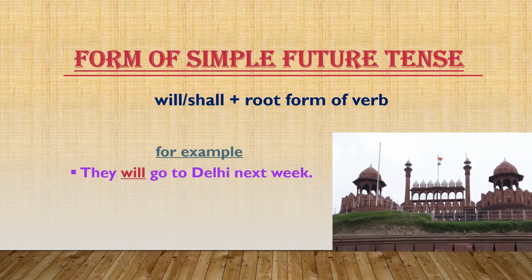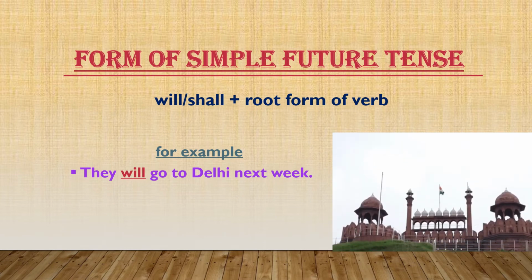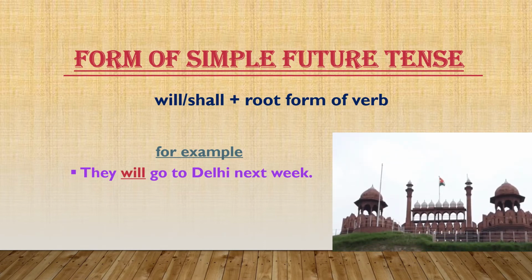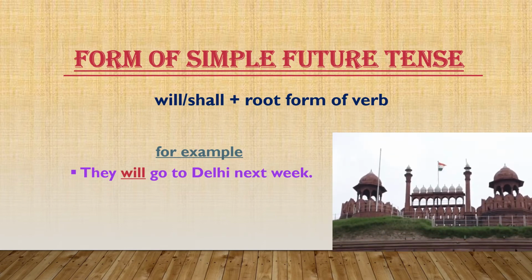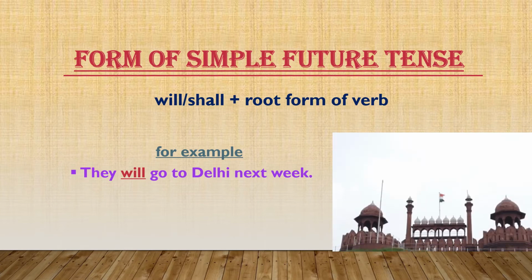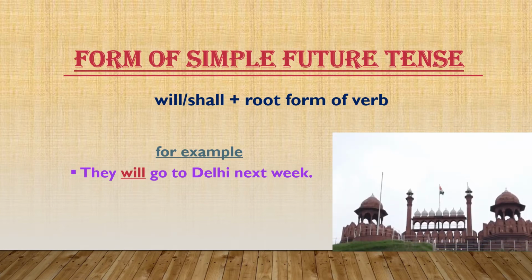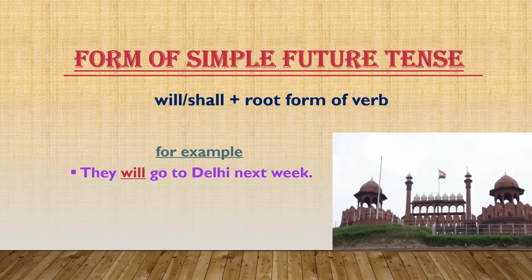Since this is something that is going to happen in the future, we have to write the sentence in simple future tense. And here we have used will along with root form of verb. What is the root form of verb here? Yes, go is the root form of verb. So will plus go makes it simple future.